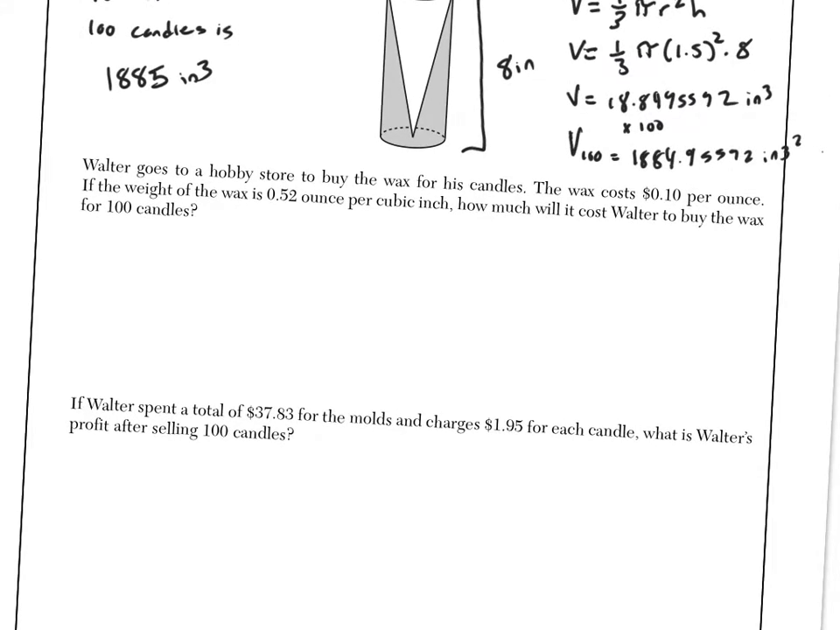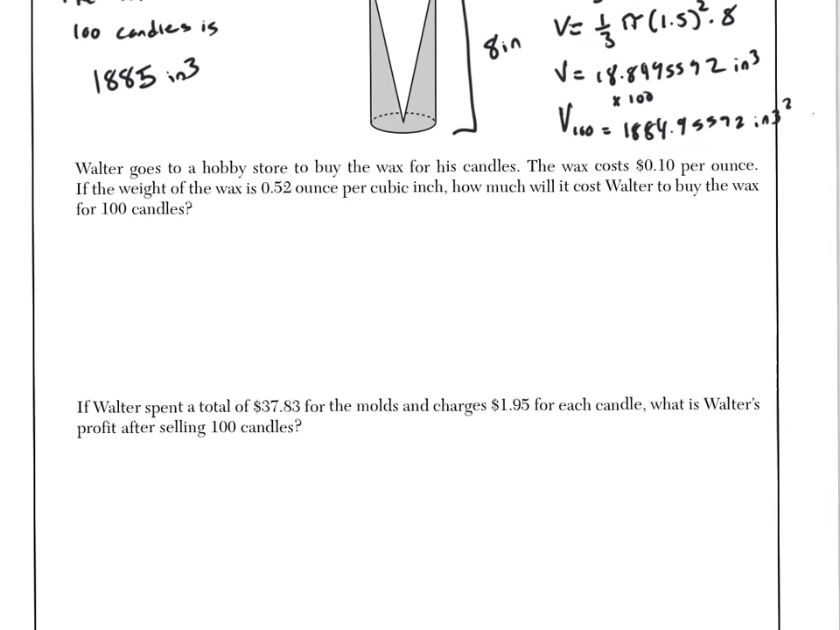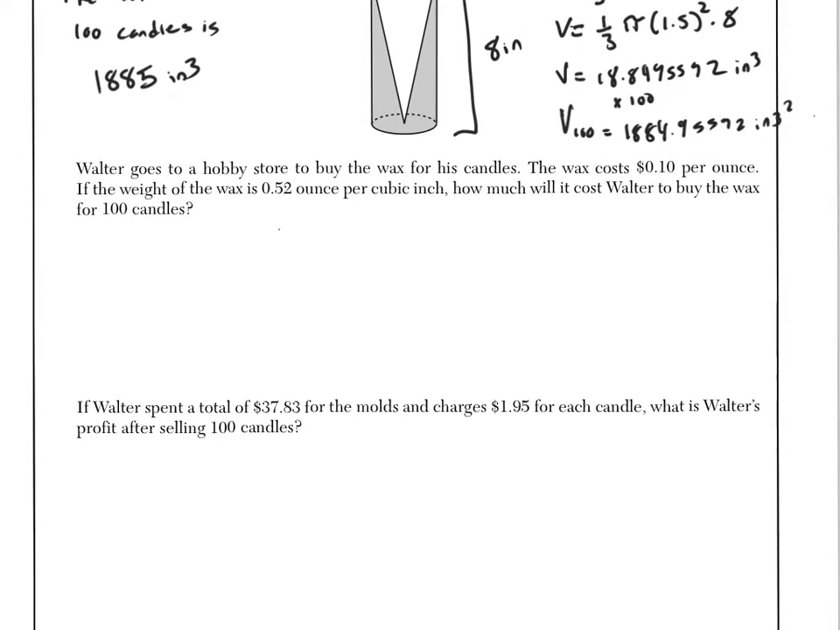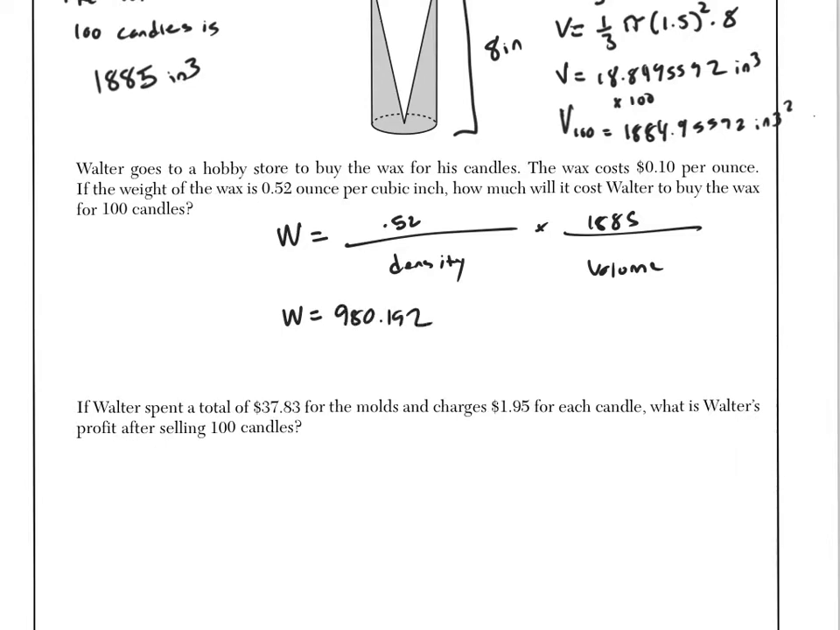So the first part of this is we're going to find out the weight. All right, so weight is density times your volume. Now the density of wax is 0.52 ounces per cubic inch. And the volume, well, we just found that, is 1885 for 100 of them. When you multiply those together, you get something like 980.192.